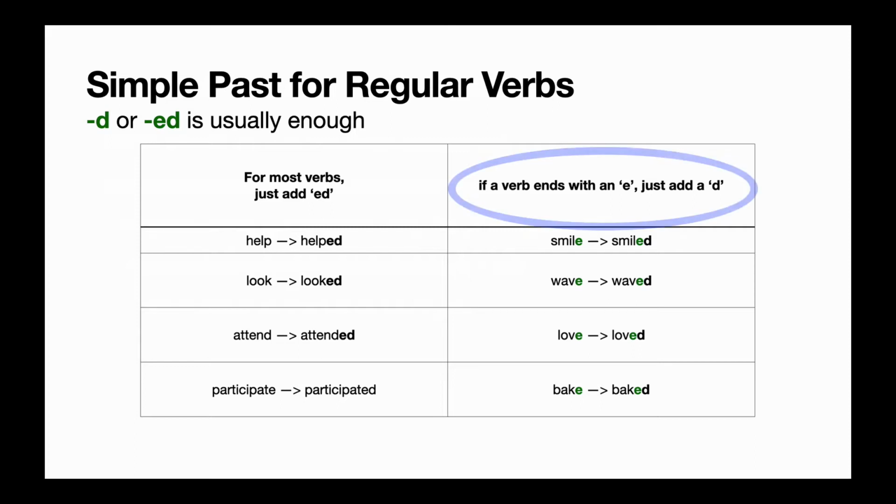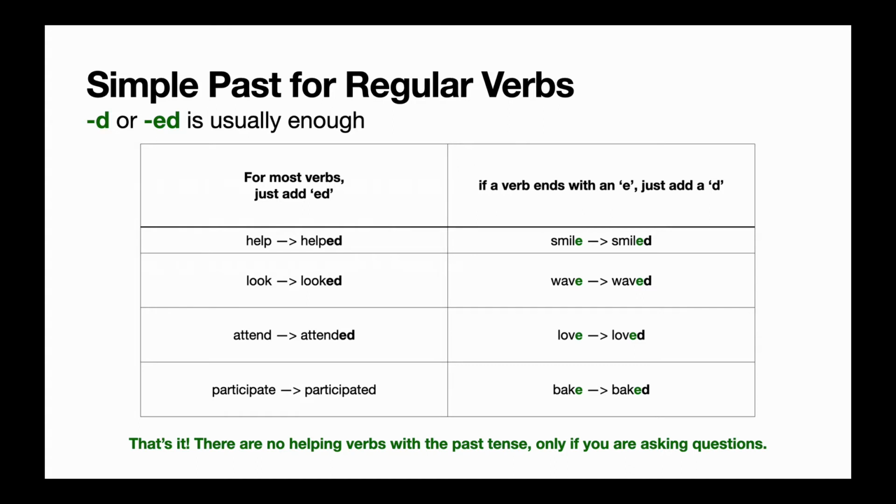In the second column, we see if a verb already has an e at the end, just add the d. So smile becomes smiled, wave becomes waved, love becomes loved, bake becomes baked. We just add the D. That's it, right? So there are no helping verbs with the past tense. We don't use any other verbs to make the past tense, just the regular verb with an ed, unless you're asking questions, which we'll do in a different grammar lesson. Today we're just going to do regular sentences that aren't questions.